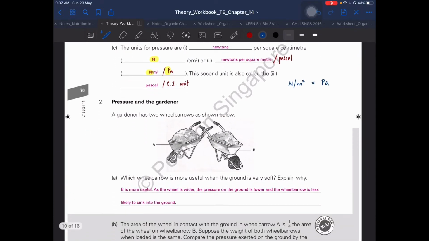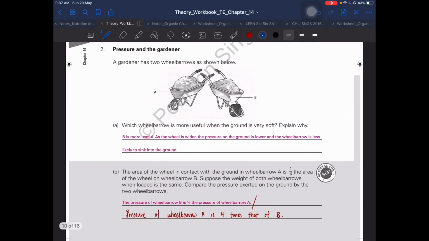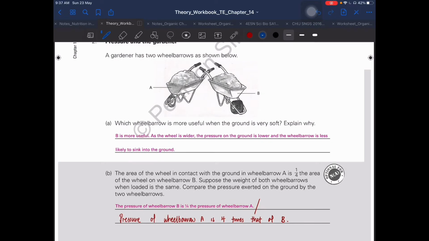Now let's go on to question 2. In question 2, there are two wheelbarrows, wheelbarrow B and wheelbarrow A. Wheelbarrow B is rather obviously using a bigger wheel. A bigger wheel would definitely offer a greater surface area.